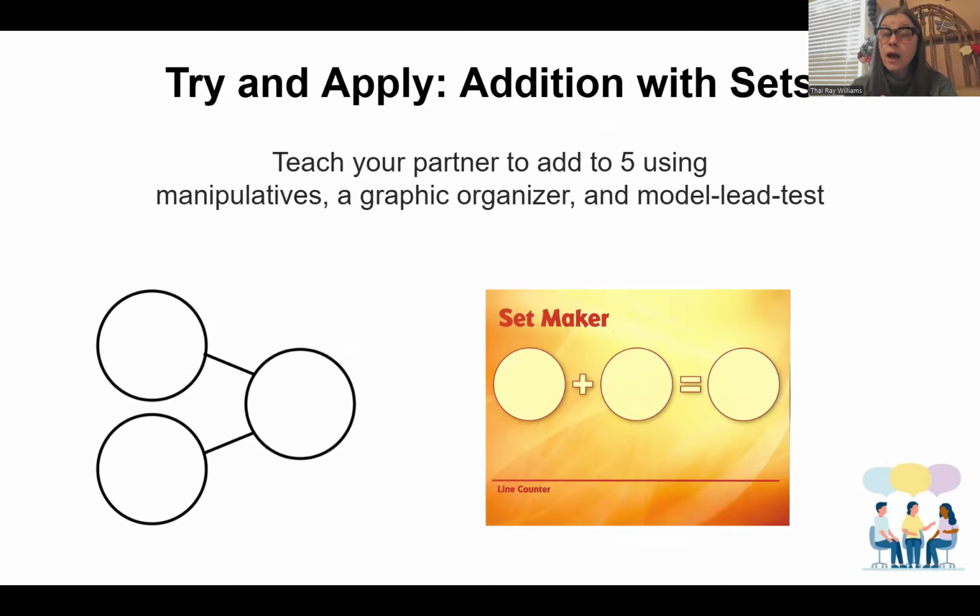Oh, look, I see the first number in my number sentence is a 4. That means I need to make a set of 4, and I encourage you to use your vocabulary. Instead of saying I need to put 4 in the circle, we want to use our math vocabulary. I need to make a set of 4. Oh, look, the second number in my number sentence is a 2. Now I need to make a set of 2. All right? Go ahead and do that in your try and apply.